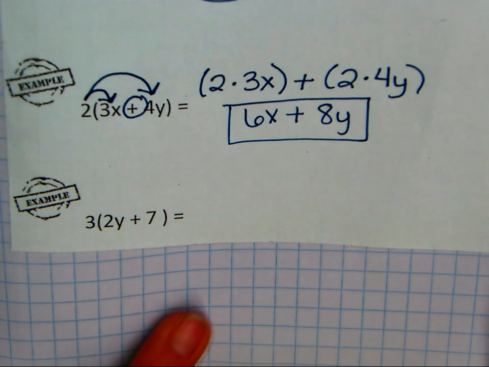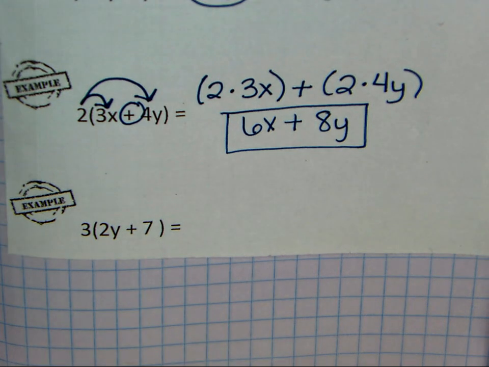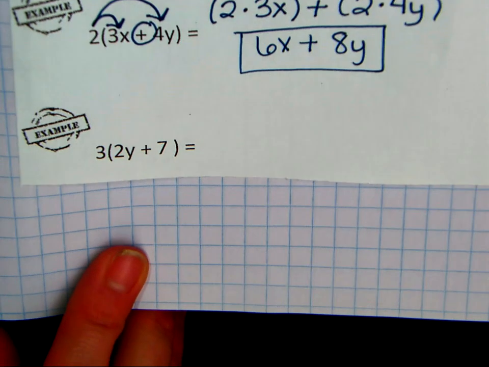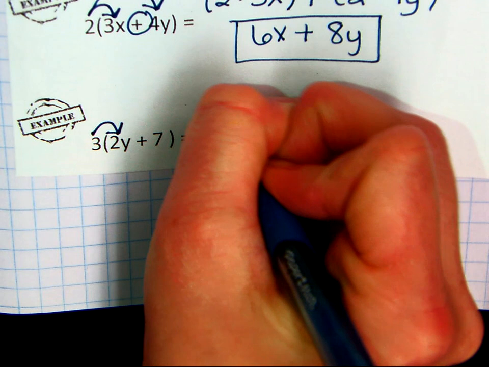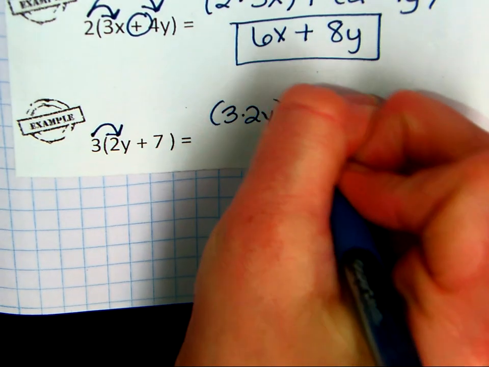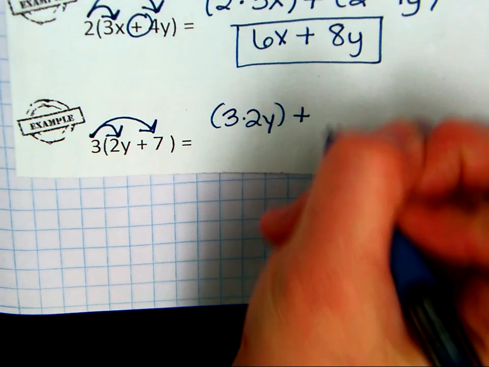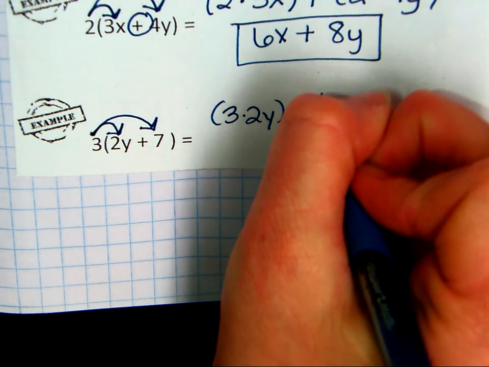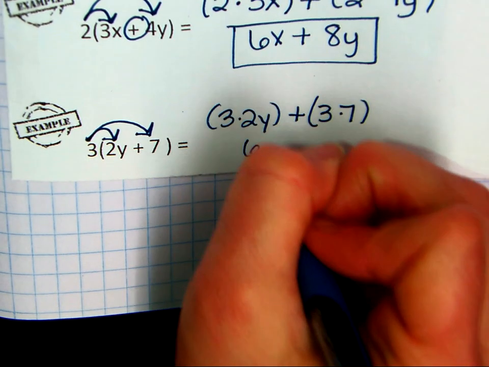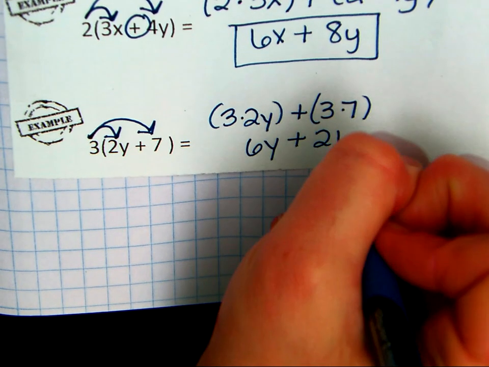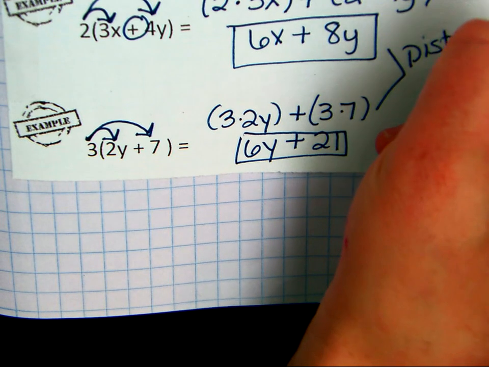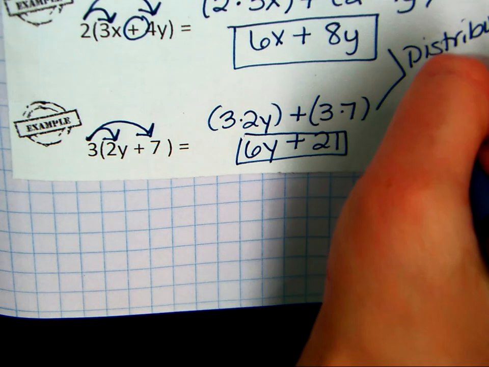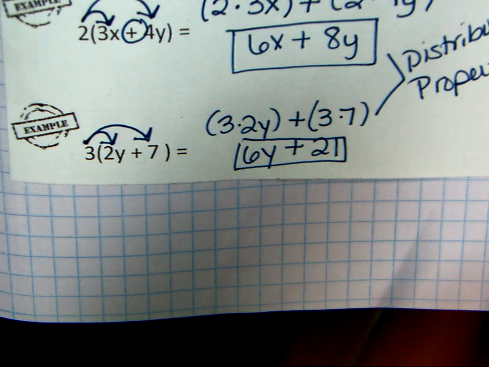Okay? So using the distributive property to distribute out the terms and therefore making an equivalent expression that's written slightly different. Let's do this kind again. Outside 3 times 2y plus 3 times 7, those constants. 3 times 2y is 6y plus 3 times 7, which is 21. And these are both examples of distributive property. Easy peasy.